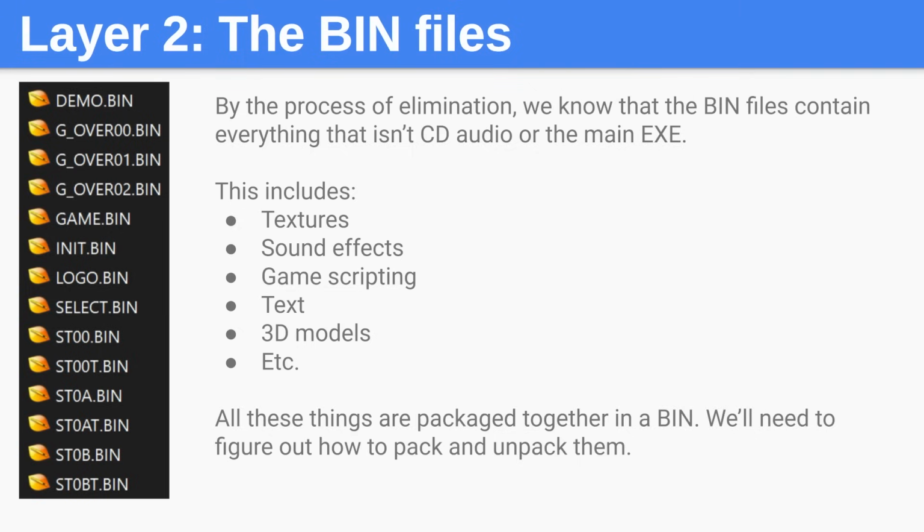In layer 2, we're going to dive deeper into this onion and get to the individual files themselves. We know that the bin files have a lot of what we're looking for. They have to contain the textures and game scripting and text, basically by the process of elimination, because we know the other places didn't have them, so they have to be in these bin files. Now, before we said that these bin files were a package, so we're going to have to figure out how to unpack and then eventually repack them.